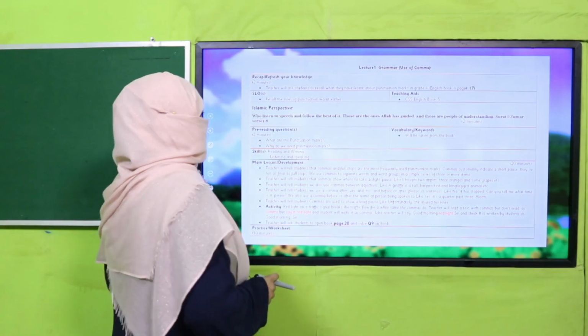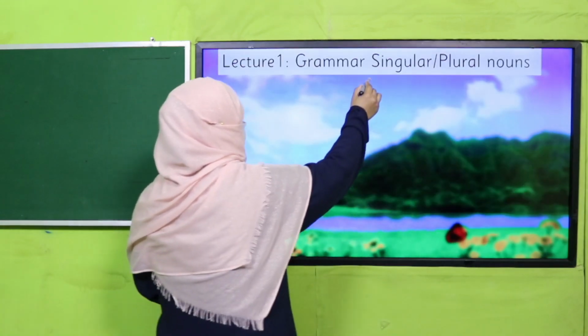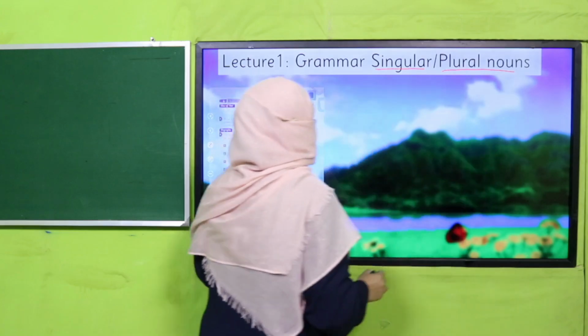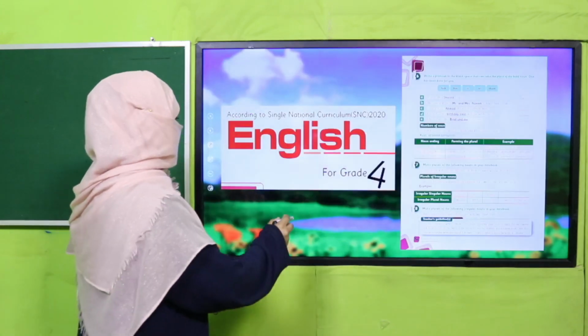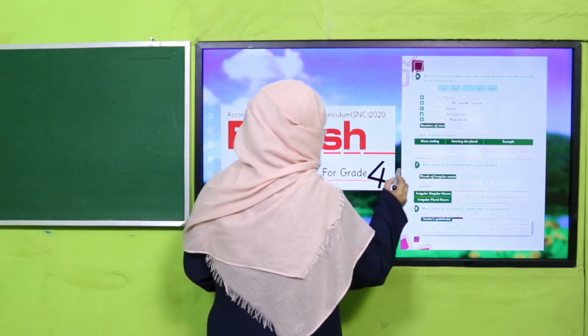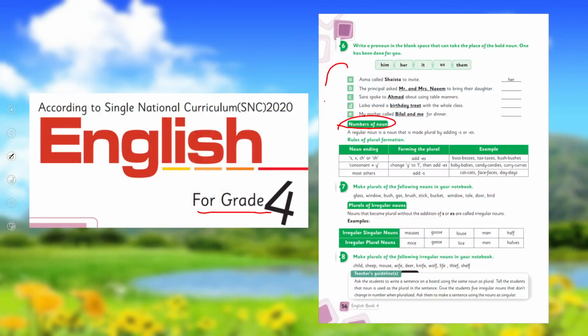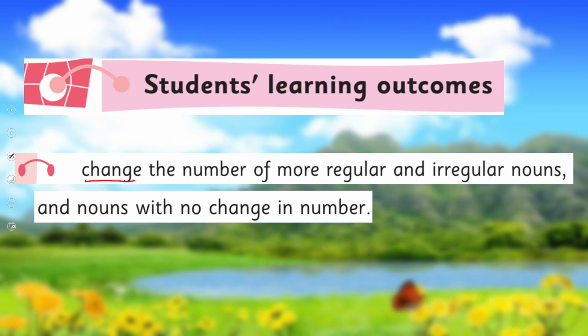Yes, my dear children, we are going to learn about singular and plural nouns. Few of the rules we learned yesterday, so we'll continue. And in grade 4, I have already taught you about number of nouns. I hope you remember. If not, you may watch this video lecture again. And we are going to learn further to change the number of more. Regular nouns we practiced yesterday, so today our focus will be on irregular nouns and nouns with no change in number. This is our today's SLO.